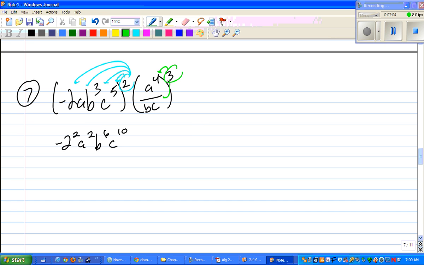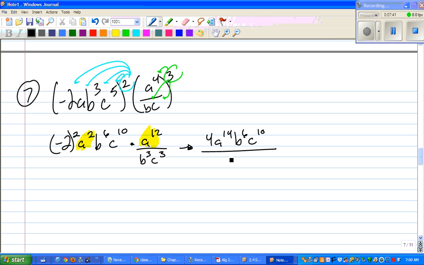Okay, we're going to do the same thing over here. Distribute that, a to the 12th over b cubed, c cubed. Now when we multiply that, you're going to combine everything. So, negative 2, oh, I forgot the parentheses around that. So negative 2 squared gives us 4. I'm combining my a's, b to the 6th, c to the 10th, over b cubed, c cubed.